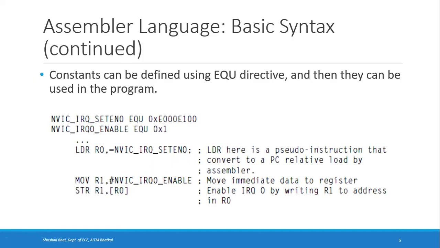These directives are instructions to the compiler, or the assembler, and they are not an actual part of the instruction set. For example, this EQU. EQU is a directive which is used to define certain constants. For example, if you write this, you are going to define something in a vectored interrupt controller. NVIC IRQ set exception number EQU.